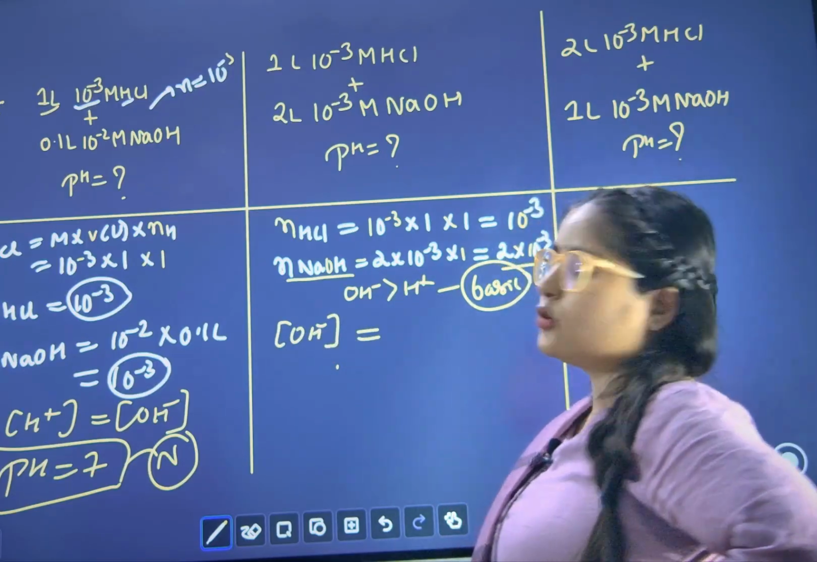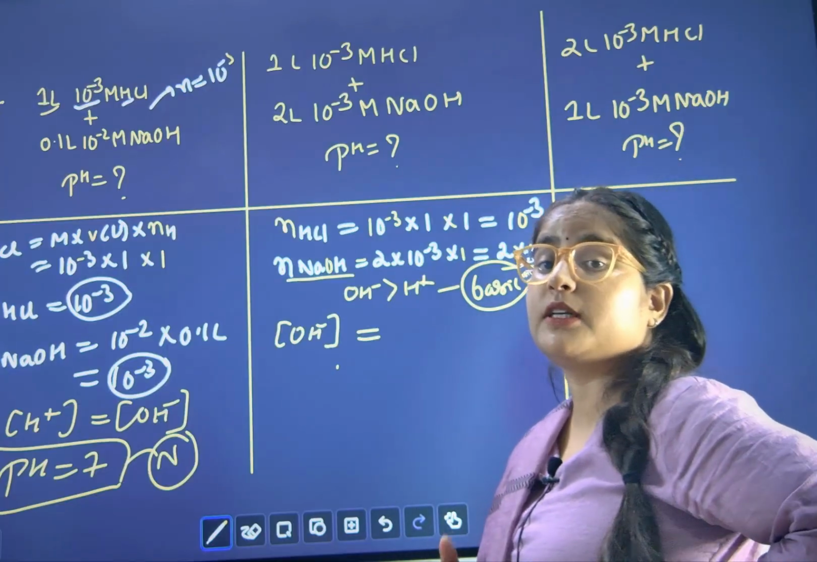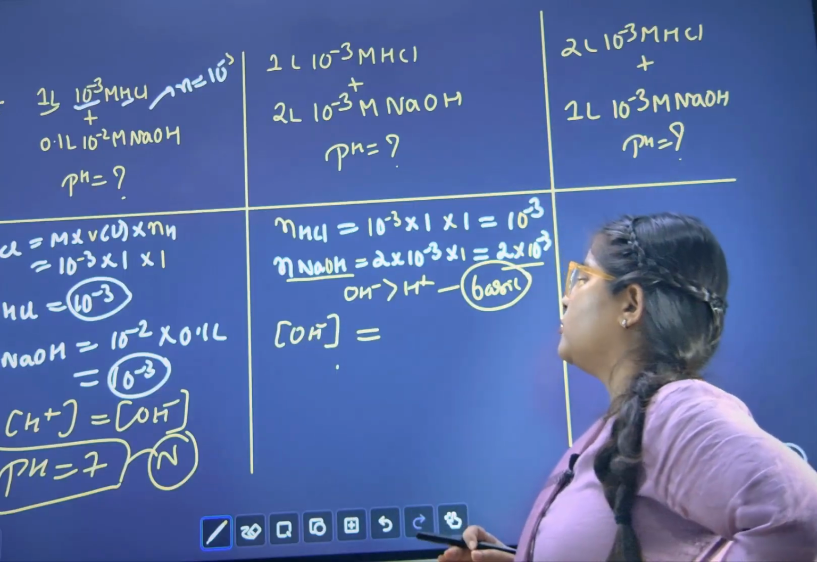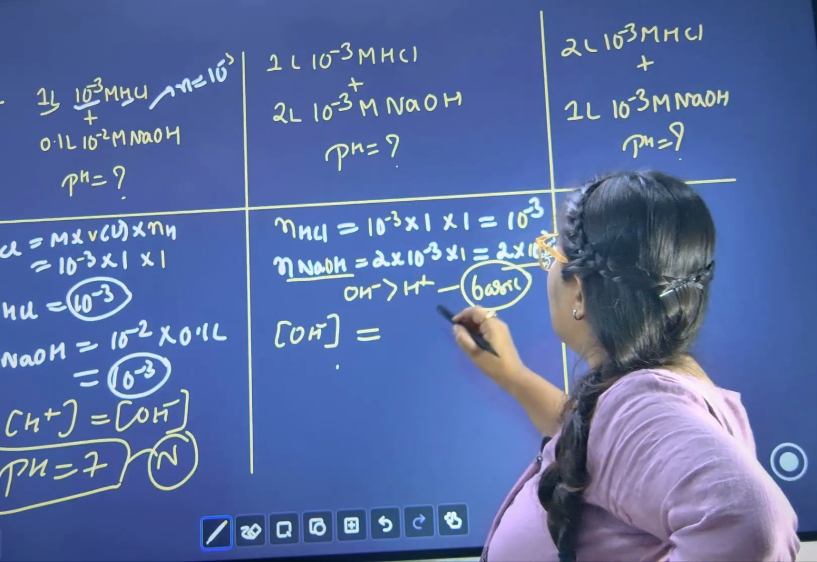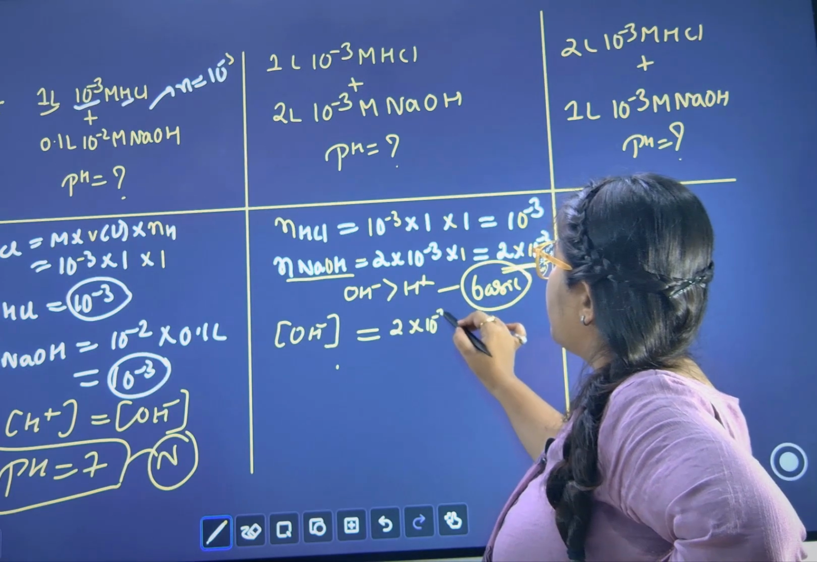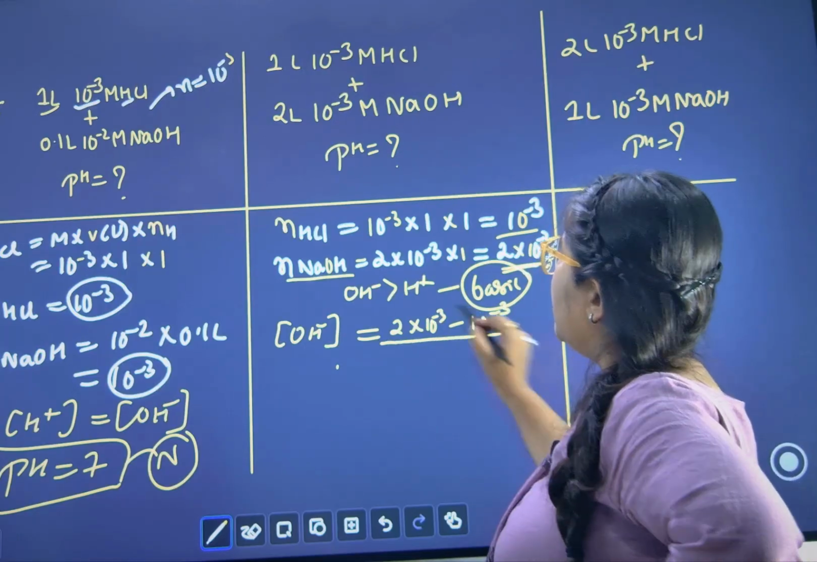What am I going to calculate here? Net OH. How do we calculate total OH and total H ion in the mixture? Net mole by net volume. Some H ion will react with some OH ion. So who is greater? OH is greater. So OH concentration minus H concentration, divided by total volume.